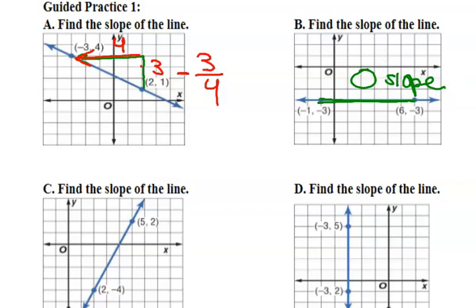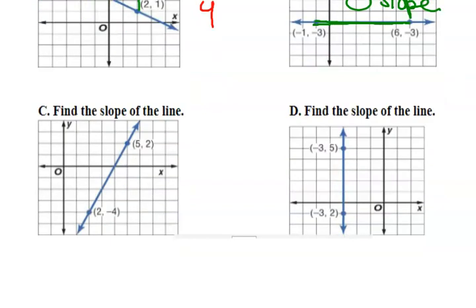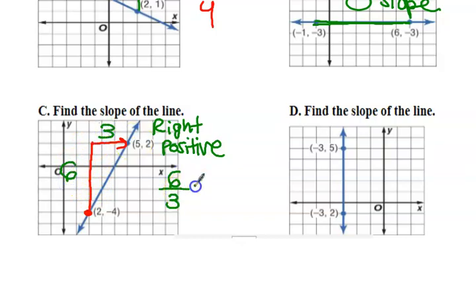All right, so I want you to try C. So going from the lower point, rise and run to the next one. I'm going to the right. Right means positive slope. So I'm going to go 1, 2, 3, 4, 5, 6. I'm going to run 3. So 6 over 3 equals 2 over 1, or just 2.